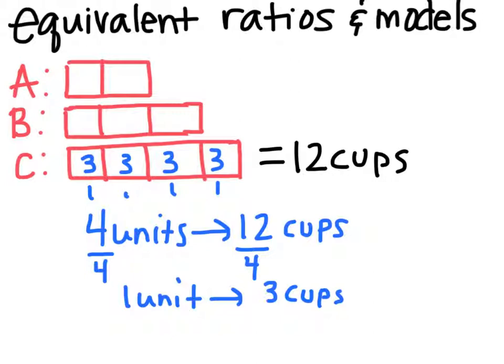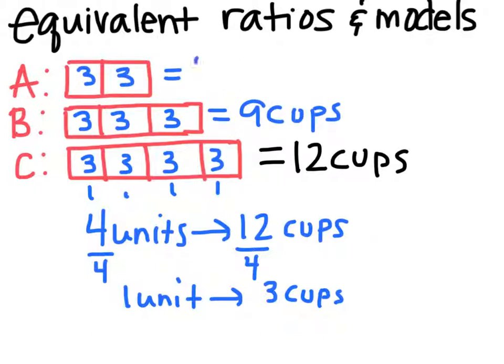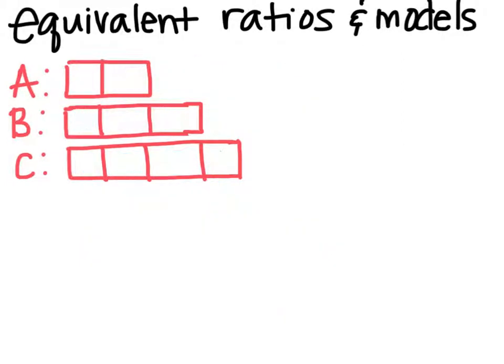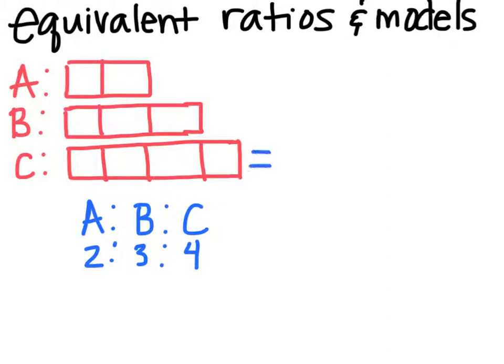Therefore, we know that B is valued at 9 cups, and A is valued at 6 cups. So the smallest container has a capacity of 6 cups. Okay, let's look at method 2. In method 2, we'll simply use equivalent ratios to find the value. We know that the ratio of A to B to C is 2 to 3 to 4. We know that the value of C is 12 cups.